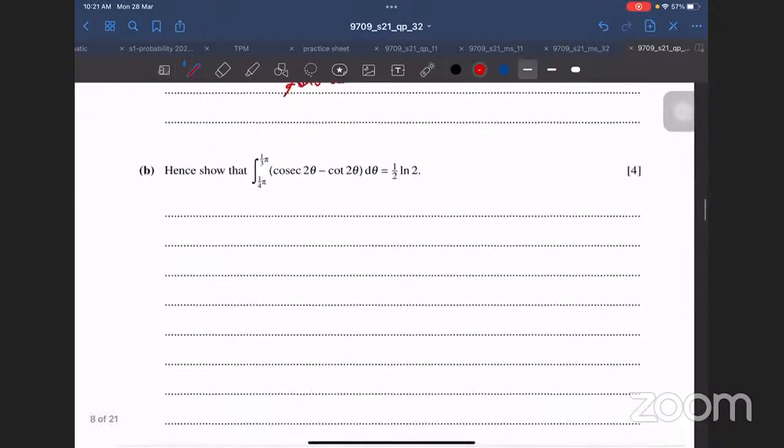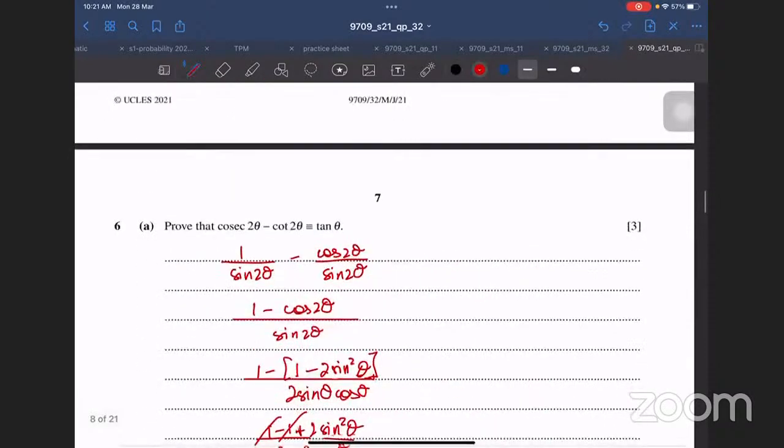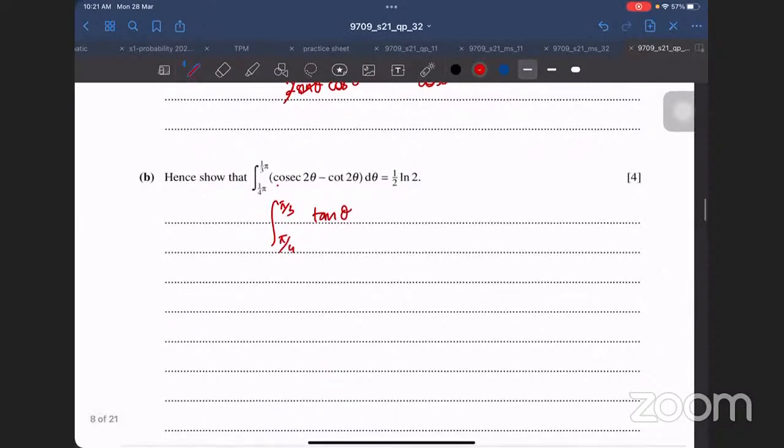Okay. Hence show that. Okay. So this is the same identity that's up there. So I can get tan theta here. What's the integral of tan theta? Minus ln cos theta. So yeah, that is something that you should remember. I taught you this. Where does it come from? This integration comes from integration by recognition. There's no need to show it, as long as you know it comes from there.